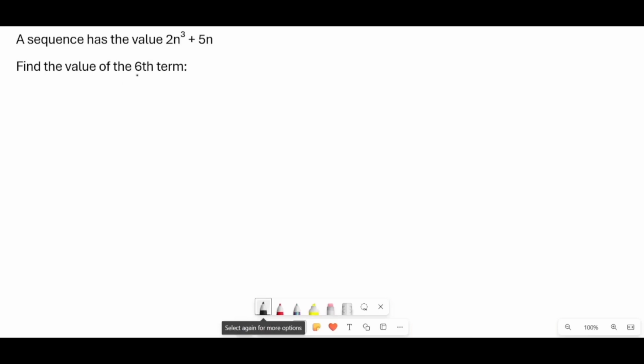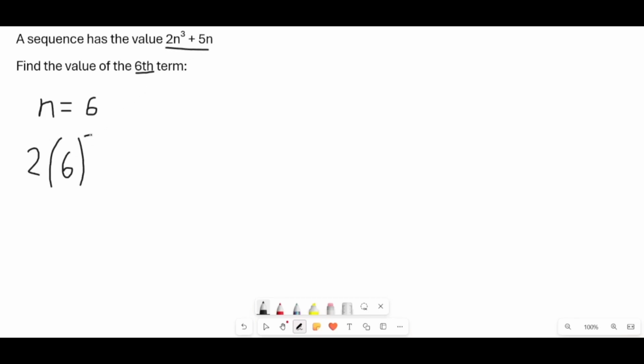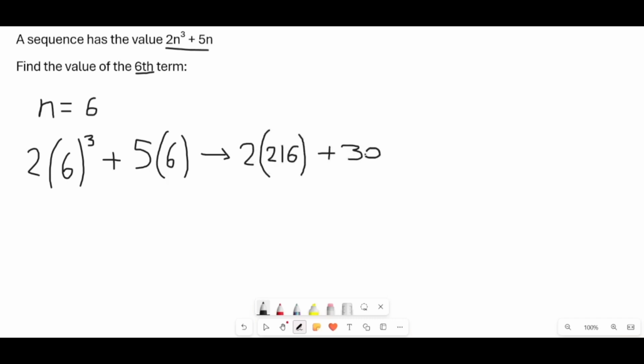So let's say you're given a question like this. First thing you're going to do is you're going to see how it says sixth term over here. So we know that n equals 6. And literally all we're going to do is substitute that 6 into this expression here. So then if we expand the brackets over here, we're going to get this. And then just so I don't have to write another line, we can say that this is 432. So now, given that we've got 432 plus 30, it's literally just going to come out to 462, and that's your answer.